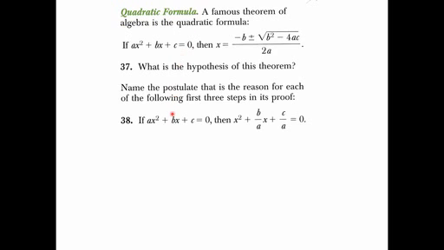Now they give you some of the steps. Maybe you remember these. You're supposed to give the reason. How can I go from the if to the then? Draw a line through the equation, the equal sign. How is the left side different from the right? And figure out what postulate lets you do that.